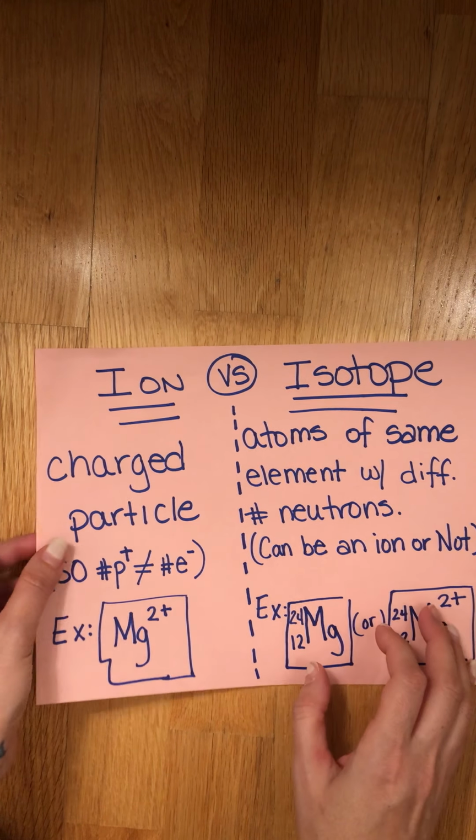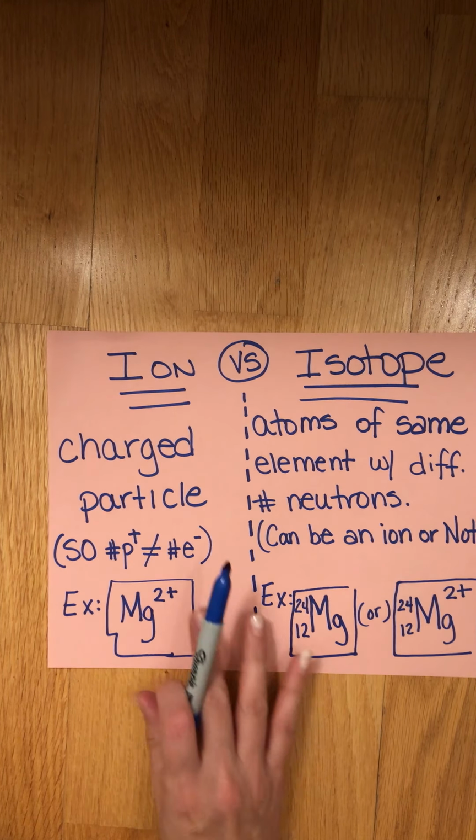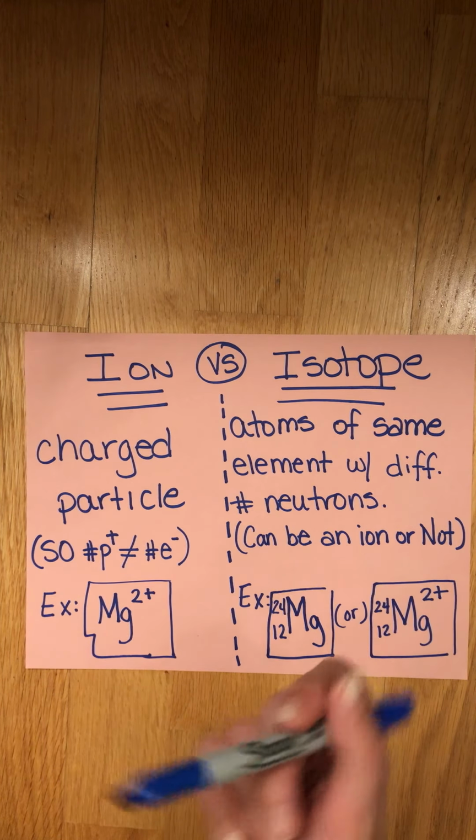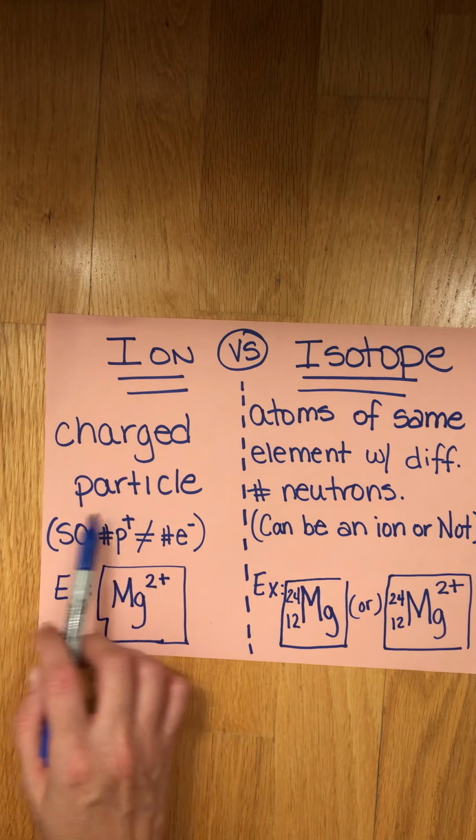Okay, now, one of the biggest mistakes students make is not understanding the difference between isotopes and ions. So let's take a look at this. It might be good to pause the video, write this down, and then listen to me explain it. So ions are charged particles.